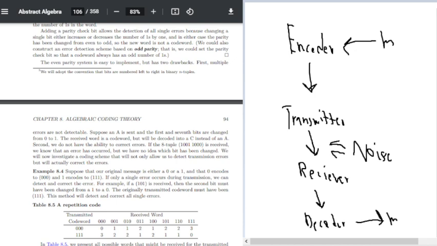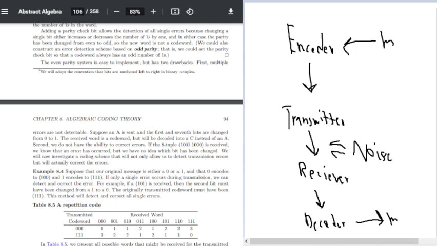First, multiple errors are not detectable. Suppose an A is sent and the first and seventh bits are changed from 0 to 1. The received word is a code word, yes, but will be decoded into a C instead of an A. Second, we do not have the ability to correct errors. If the 8-tuple 10011000 is received, we know that an error has occurred, but we have no idea which bit has been changed.